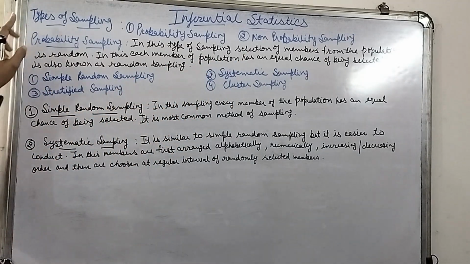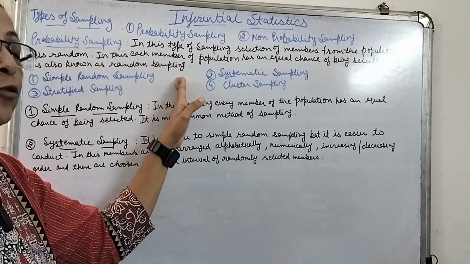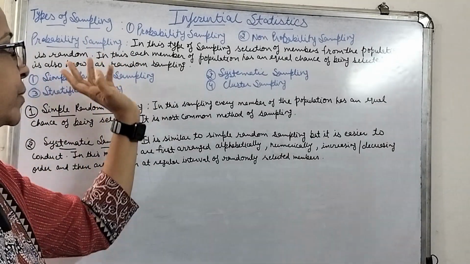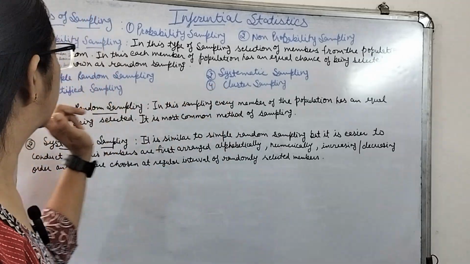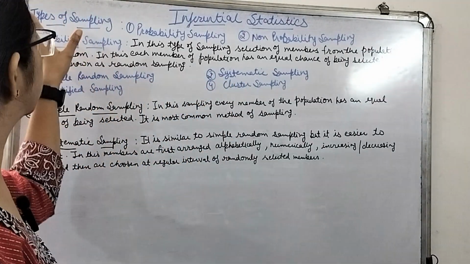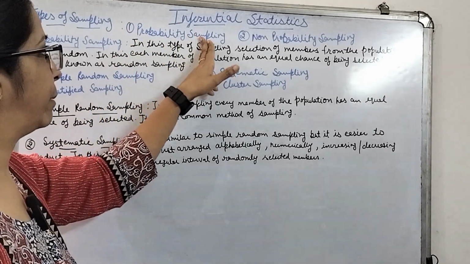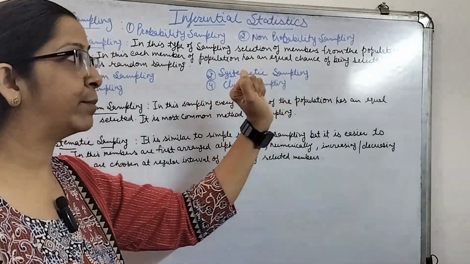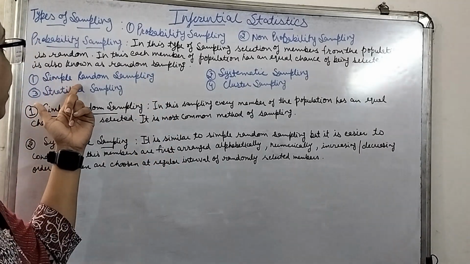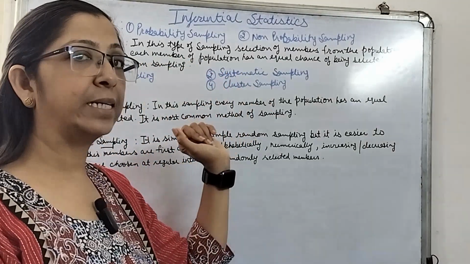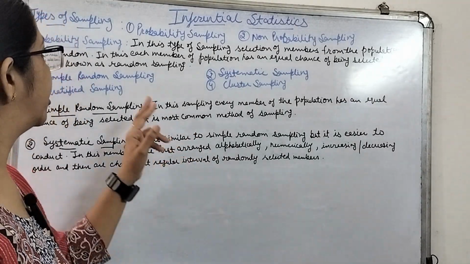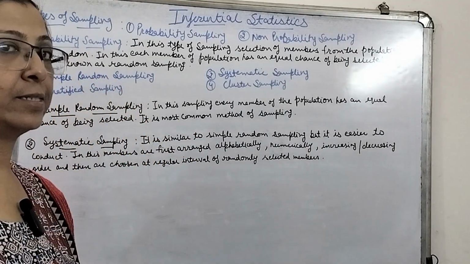Now probability sampling is again of four types. One is simple random sampling, another is systematic sampling, third is stratified sampling, and fourth is cluster sampling. That means two types of sampling were there: one was probability sampling, another was non-probability sampling. In this probability sampling, there are four parts. Now let's see what simple random sampling is.